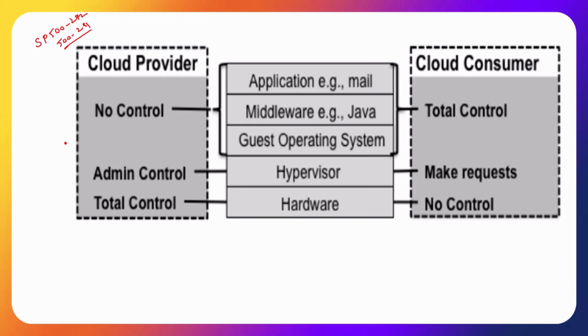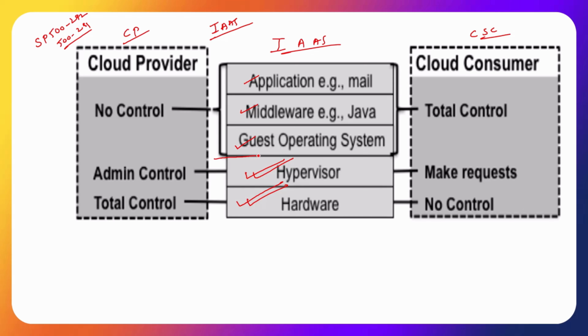This is a kind of infrastructure as a service stack. This side we have the cloud provider, and this side we have the cloud service customer. This is the stack: hardware, hypervisor, and on top of that we have the guest OS, middleware, and application. In infrastructure as a service, the provider takes care of the hardware and also manages the hypervisor. Hypervisor can be ESXi, Xen, KVM, whatever it is. They are updating it, managing it, fine-tuning it, everything.